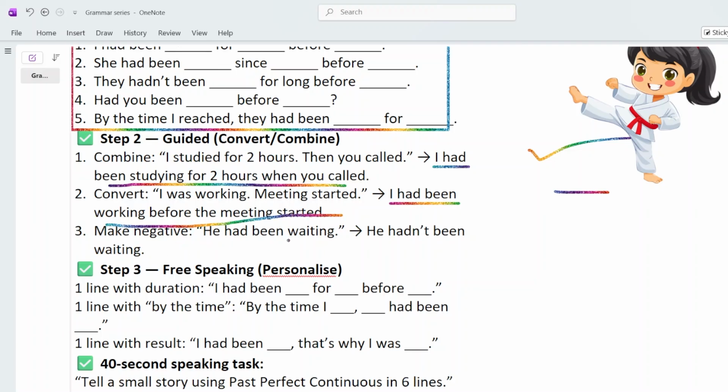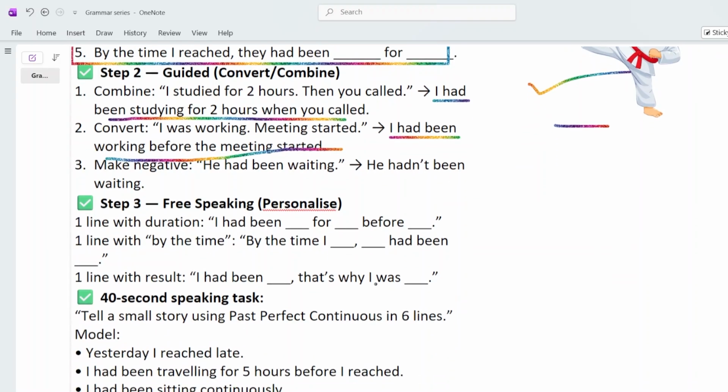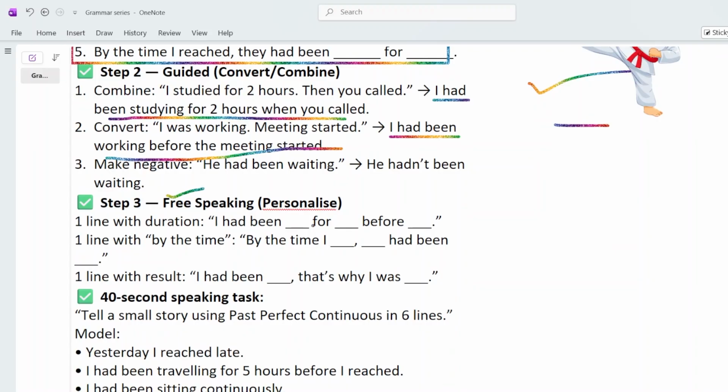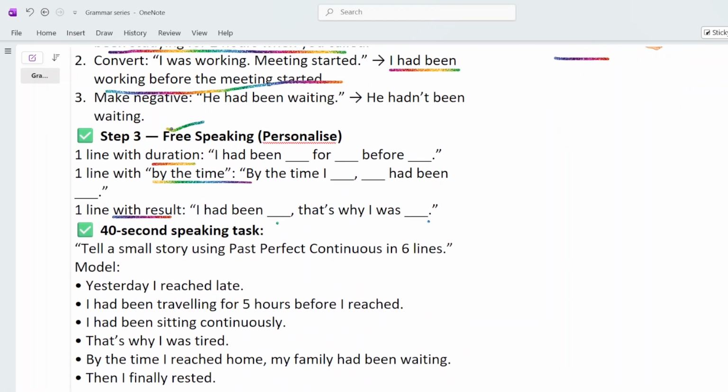Make a negative sentence. He had been waiting. Just add a not. That is all it is. He had not been waiting. Okay. Now, step three is your free speaking session, which is personalized. Here, I want you to make your own lines about whatever you have done in real life. I had been ___ for ___ before I ___. By the time I ___, ___ had been ___. All right, one line with result, one line with by the time, and one line with duration. I had been ___, that's why I was ___. Again, this has to be done on your own.